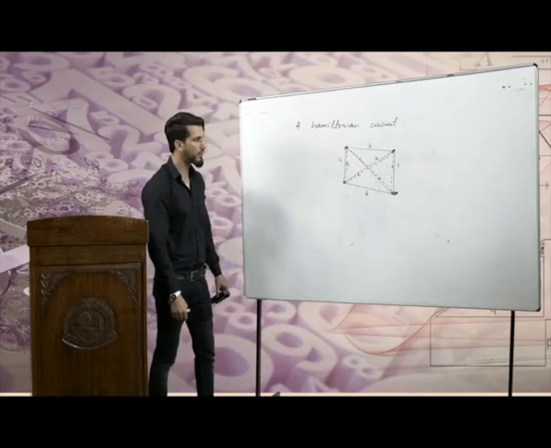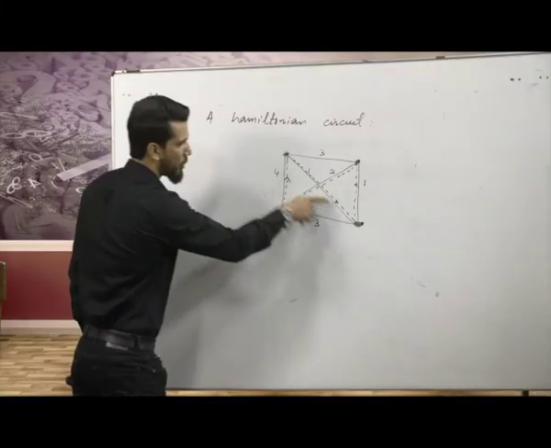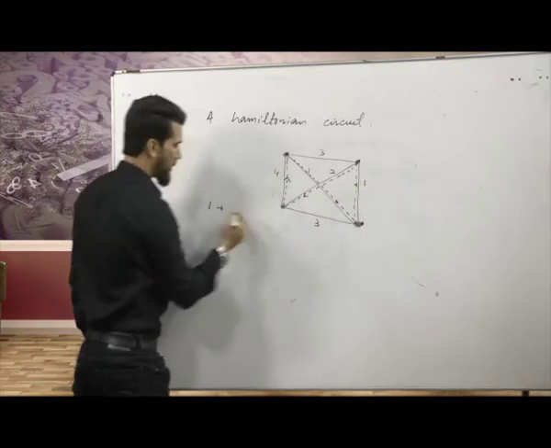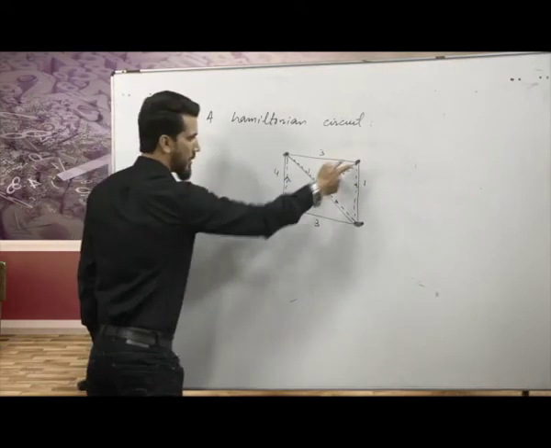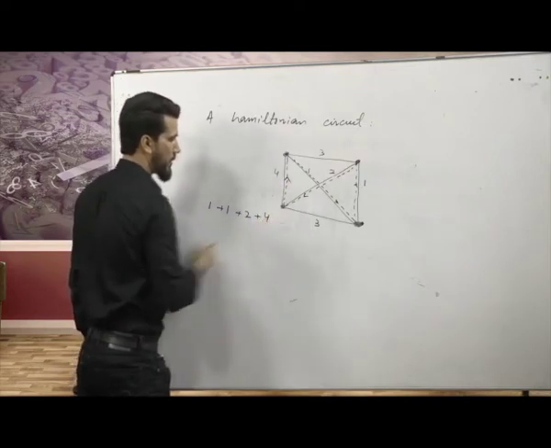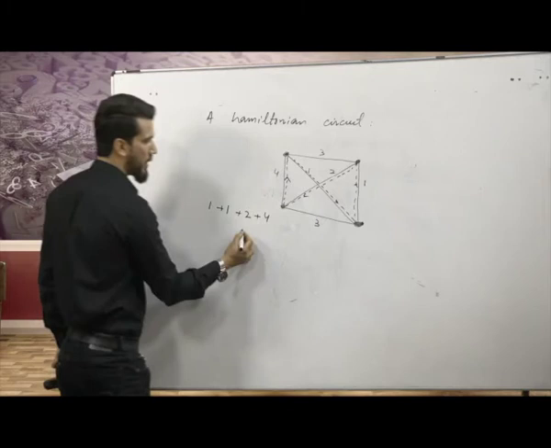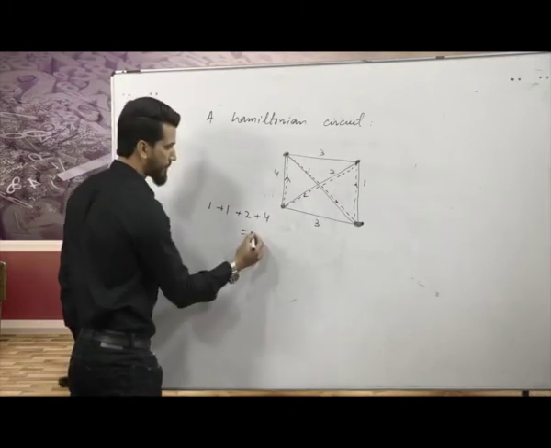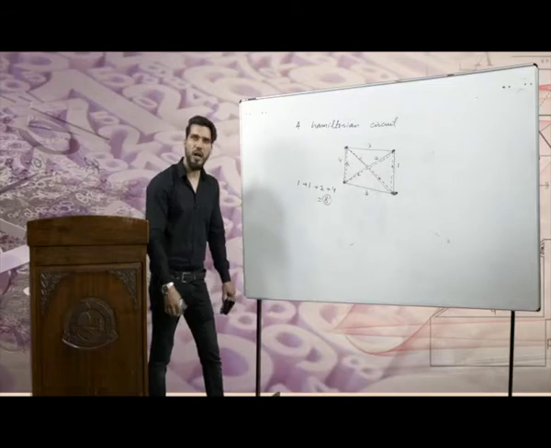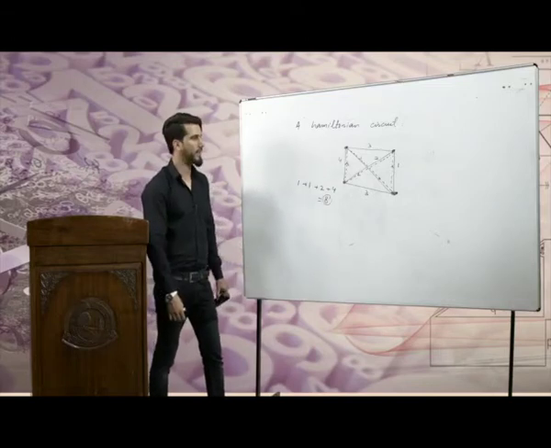And the cost of this circuit would be 1 plus 1 plus back here 2 plus back here 4. So the total cost of our circuit is 8. There may be one more Hamiltonian circuit in the graph.